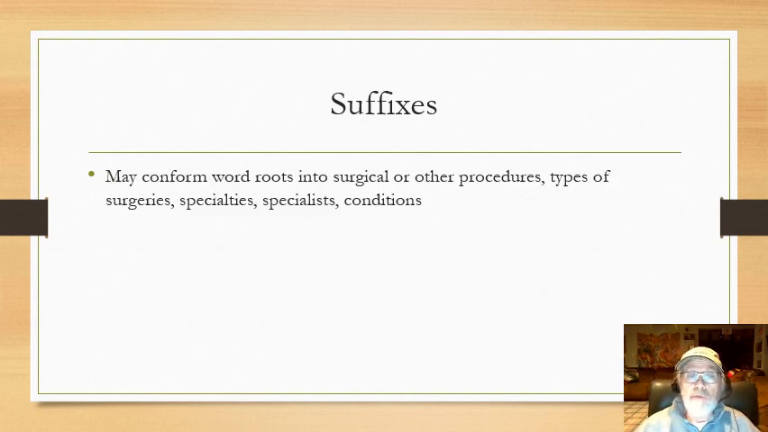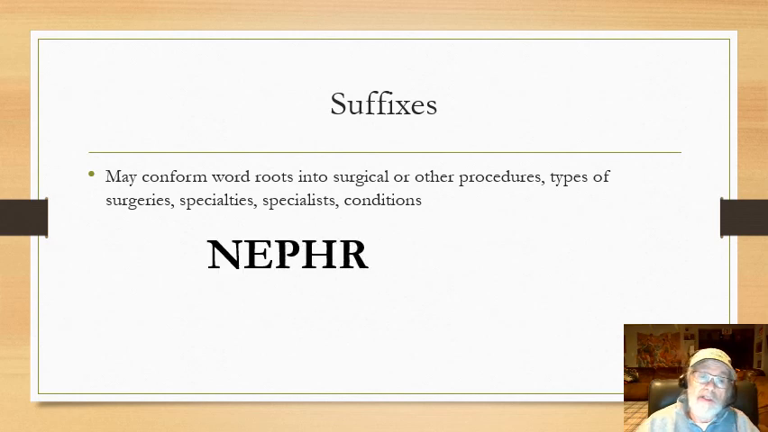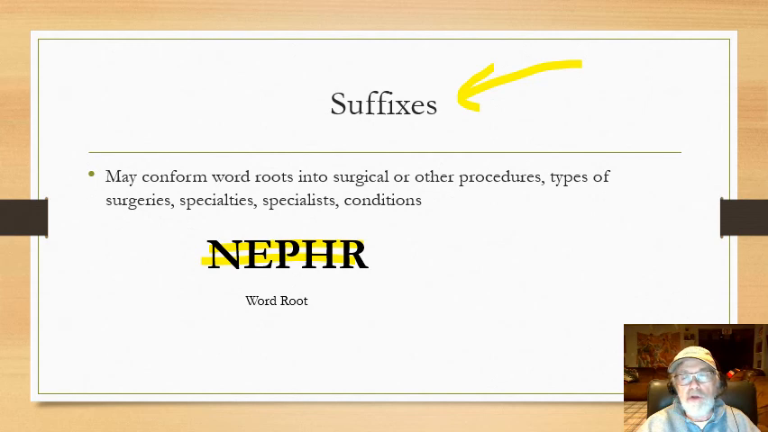Suffixes, again, make word roots into surgical or other procedures, types of surgery, specialties, specialists, and conditions. Again, we have a whole long list of different types of suffixes that we could consider. Let's look at just this word and show you how we could change what that suffix actually means in regard to procedures, surgeries, specialists, conditions. Nephro, which we talked about before, means kidney. So that's a word root that we know, if we see it, has something to do with a kidney. So let's start adding some suffixes and see if we could actually change the meaning of that word.